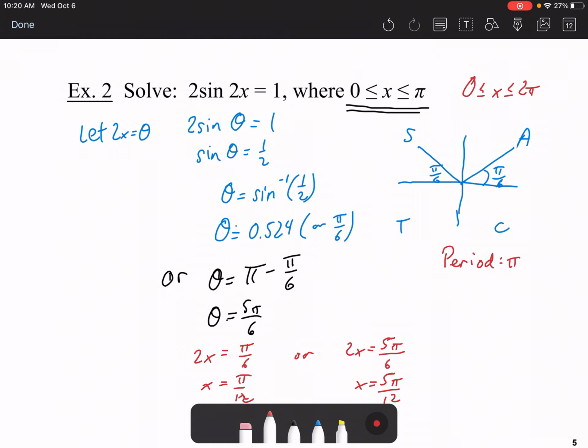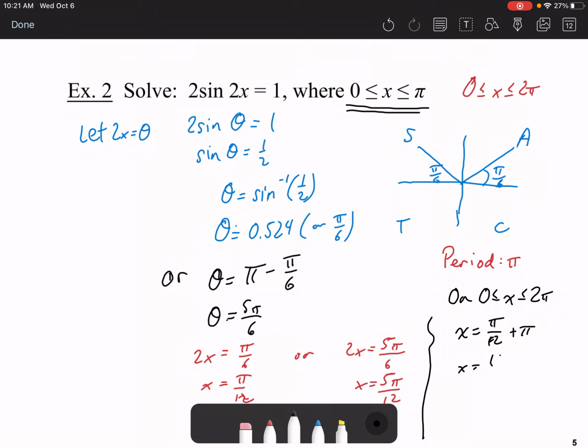So if we wanted to find solutions from 0 to 2 pi, we'd have to take our original solutions of pi over 12 and 5 pi over 12 and add multiples, or add periods of that function. So pi over 12 plus pi would give us our next solution, and 5 pi over 12 plus pi would give us another solution. Just by adding periods of whatever that function is, in this case pi, or subtracting it, would give you values in other domains.